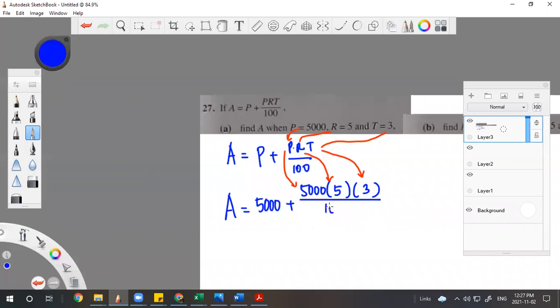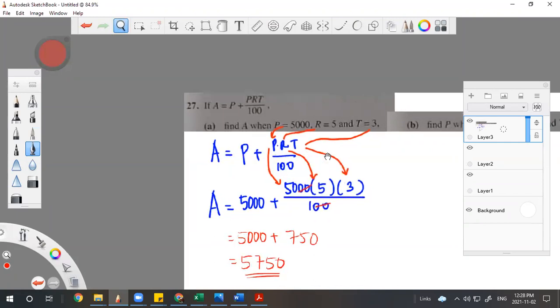Ya, gampang kok ini. You can cross the 100 by 5,000. Sisa satu zeronya. So 5,000 plus 250 times 3, 750. Yeah. So the answer will be 5,750. Done. Yeah, you just switch all the numbers.